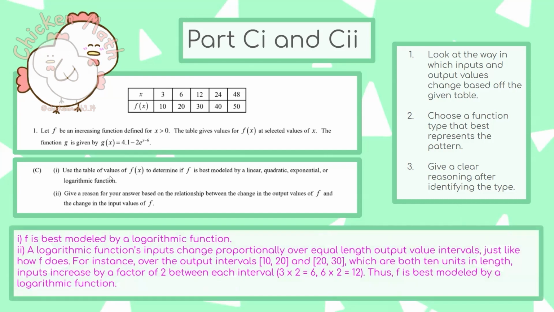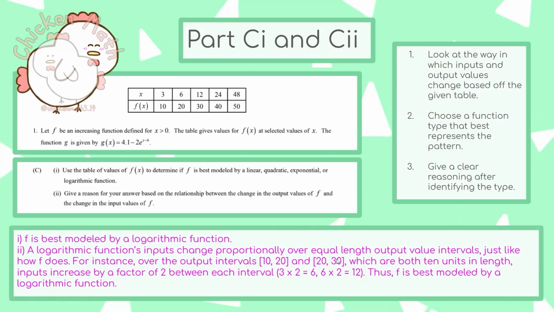So part 1 is asking for the function itself, which is logarithmic. And then part 2 is asking for a reasoning. So we want to explain the relationship that's going on here. Since inputs increase by a factor of 2, we would say that the inputs are changing proportionally. You're multiplying by 2 every time over equal length output value intervals because each output value is 10 units apart. So you want to have this statement right here.